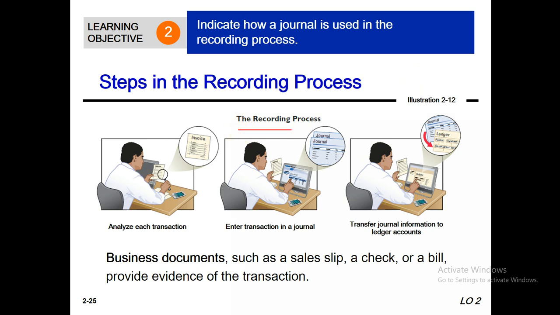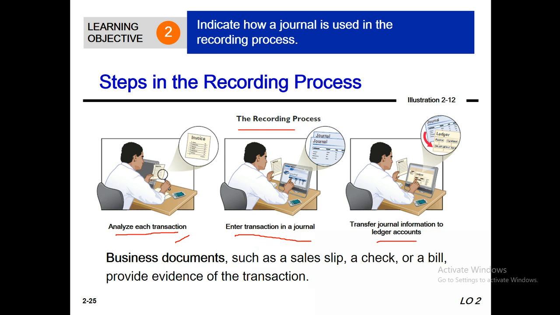So this is the recording process. First, analyze each transaction. Second, enter the transaction in a journal. Third, transfer journal information to the ledger account. Analyzing each transaction means that when any transaction occurs in a business, we need to analyze whether it is a business transaction or not, or whether it is an actual transaction or not. If we make sure that it's a transaction, then we need to record it in a journal.